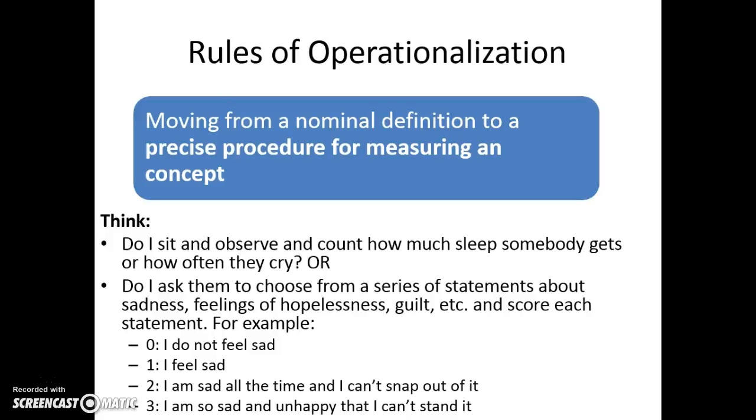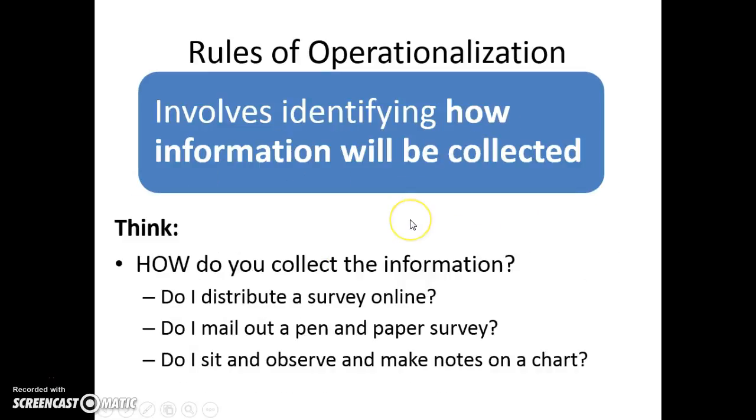You have to say, I'm going to have them fill out a survey, and the survey is going to have questions designed in this manner. So this is your precise procedure. You also have to identify how that information is going to be collected. Is this going to be a survey? Is it going to be online? How does it get emailed? How do you know who to email it to? Is it pen and paper? How do you give them that pen and paper? Is it in a sealed envelope? Does it include their name on it? Who's giving it to them? You actually have to be that explicit, that incredibly specific, when you're operationalizing.